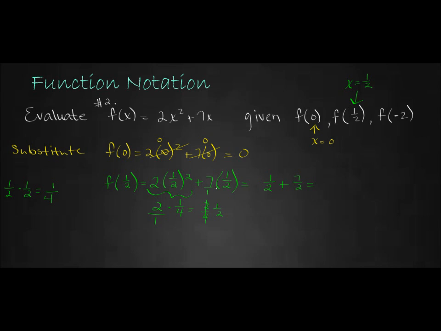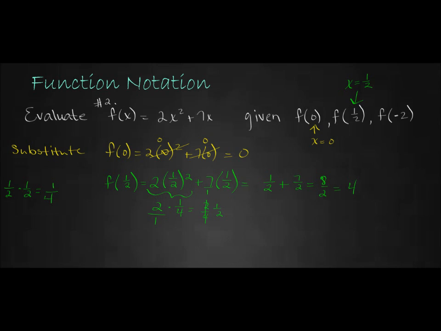Now that we have common denominators, because we're adding our two fractions together, 1/2 plus 7/2 is going to give me 8/2, which is the number 4. So if I was to take a look at this function, if I plug in a 1/2 for x, my y would have to be 4.